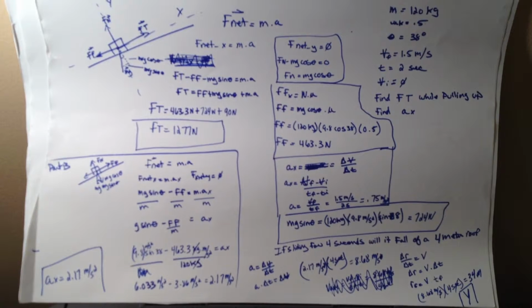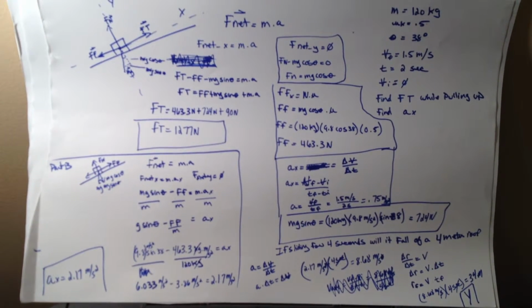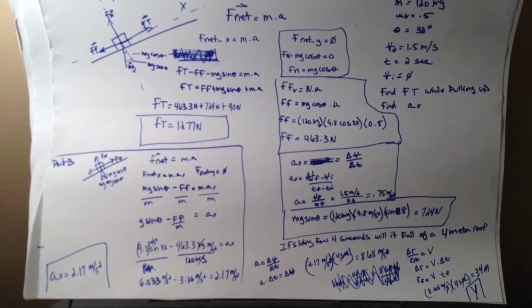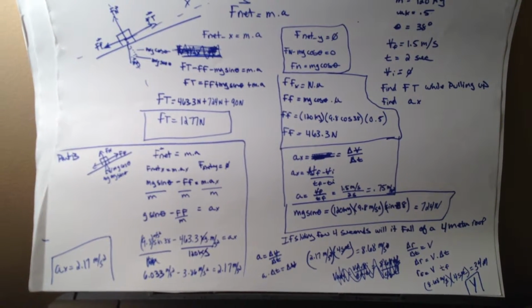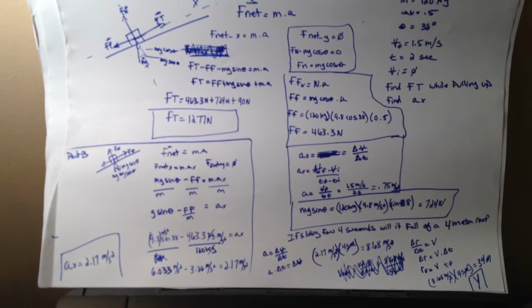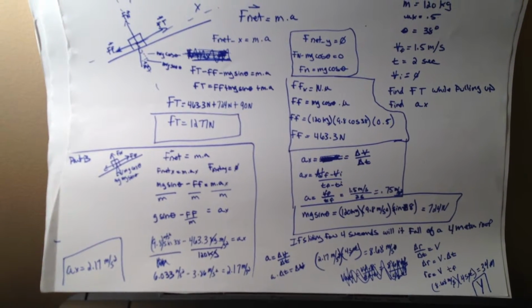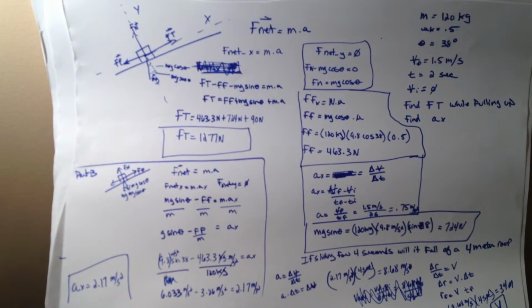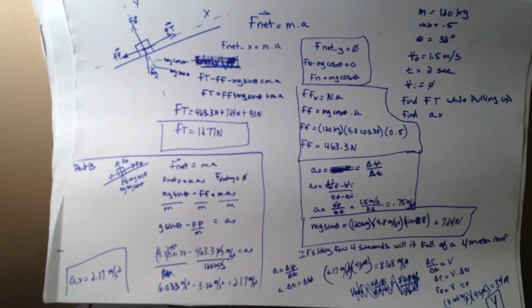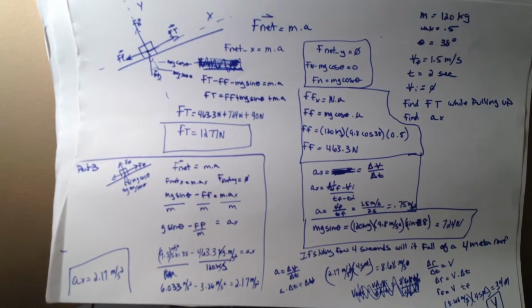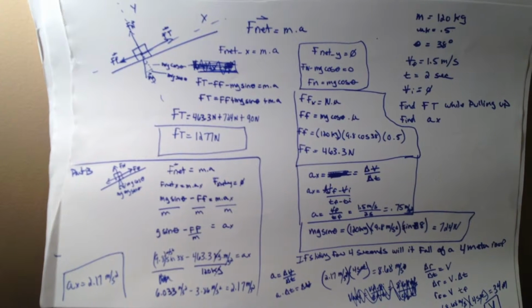Then we do the force of friction, which is the normal force times mu. Force of friction is mg cosine theta times mu. Plugging in our numbers, the force of friction becomes 463.3 newtons. Then we go over to the x side and do the forces in the x direction, where force net in the x direction is equal to mass times acceleration.